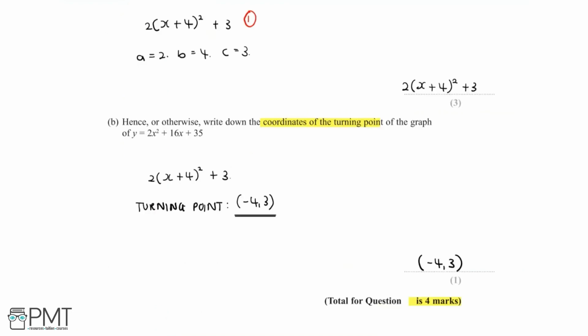And in part B, we get the 1 mark for correctly identifying that the turning point of the graph is equal to minus 4, 3, based on our correct answer to part A. And so we've now achieved the full 4 marks needed in this question.